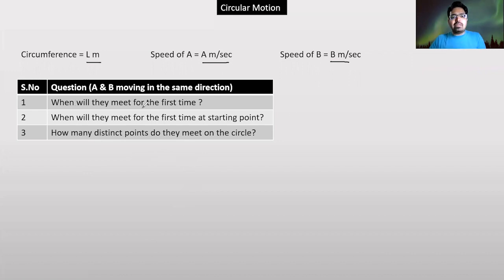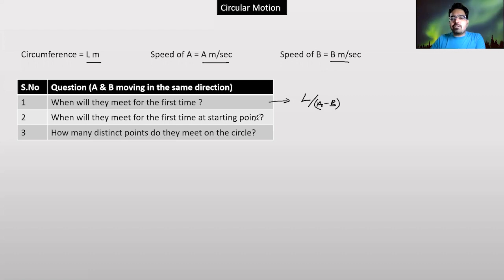Now, when will they meet for the first time? This question can be simply done by saying that if they are moving in the same direction, the higher speed minus the lower speed will be their relative speed. So the answer to this question must be the circumference length divided by the difference of their speeds, the absolute difference between their speeds. That should be L divided by A minus B.